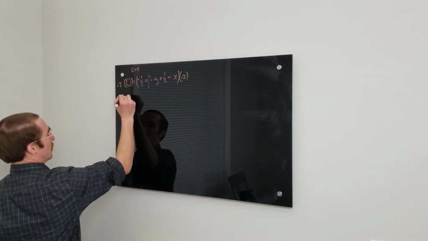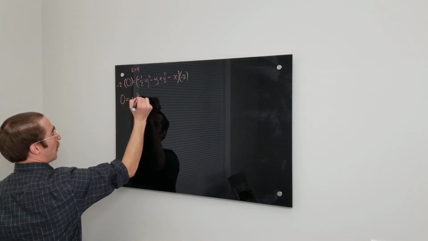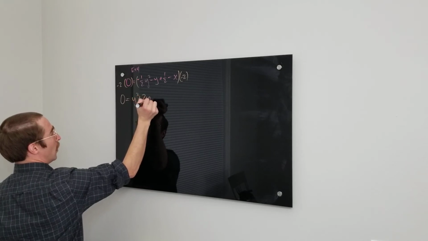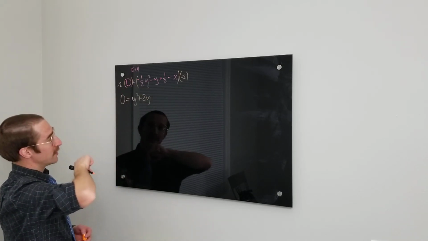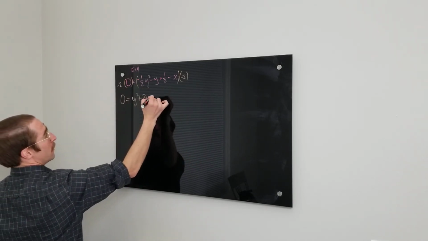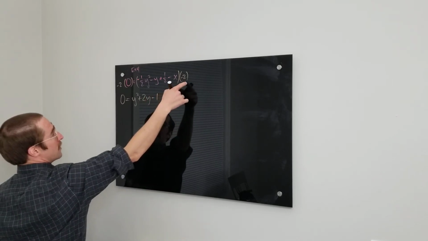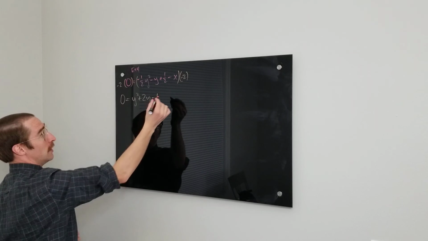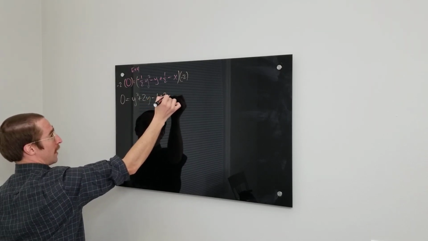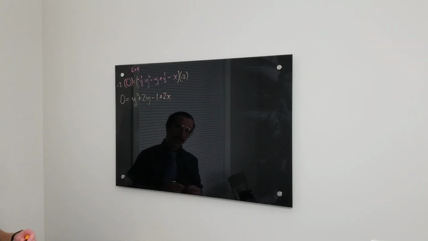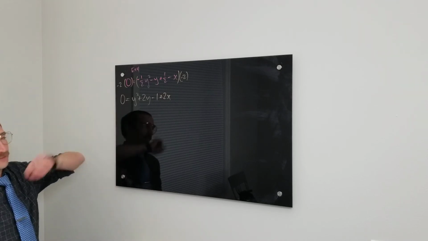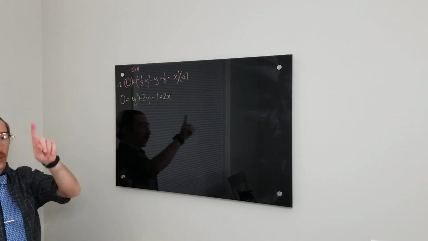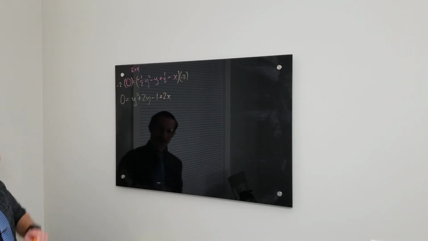So here I get 0 equals y squared plus 2y, because a negative times a negative is a positive, minus 1, because -2 times +1/2 is -1, and then plus 2x. There we go. Perfect. The squared term is a 1 squared term, 1y squared.